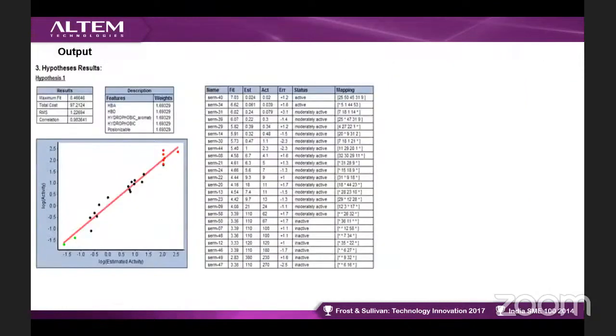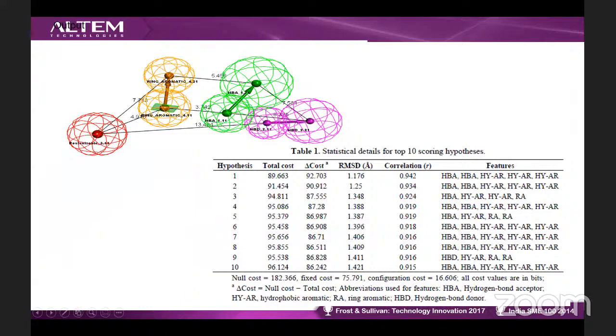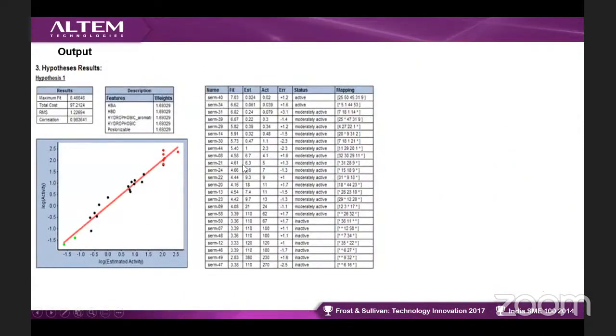Moving on, we get the results like this, showing the maximum fit, total cost, RMS, and then you'll be seeing the molecules with their status, the estimated activity value, and the error. So all these things you'll be getting as printed results. But we need to interpret the results. That is the most important task. Let me say I'm getting hypothesis 1, 2, and so on, up to 10 hypotheses.